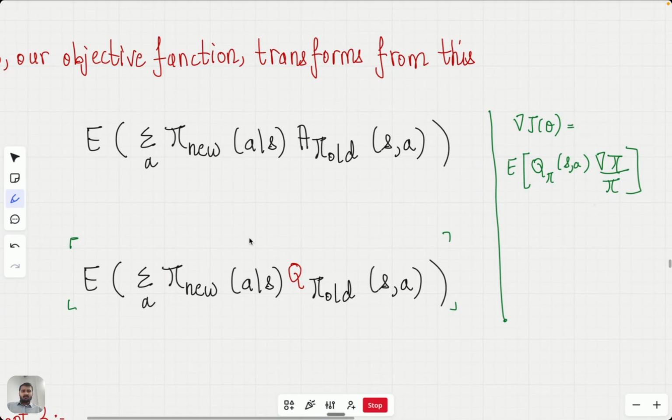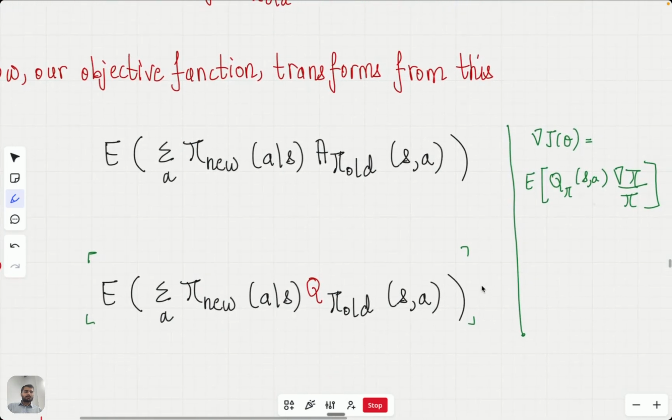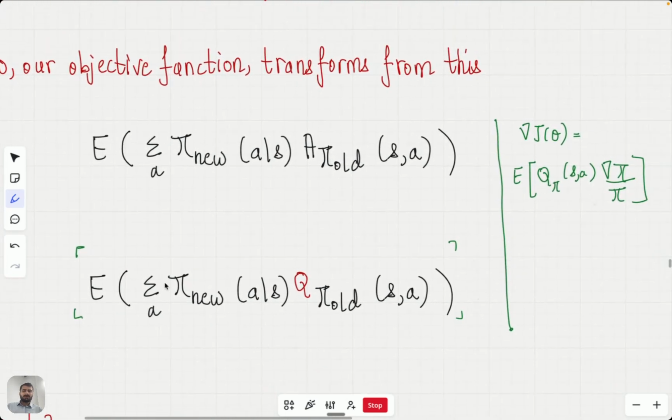So can we somehow modify this expression so that we start to get something like this? Now remember, this is not a gradient. This is just a performance measure. So after taking the gradient of that, we should get something like this. Right now, if you take a gradient of this, you will get grad of pi new into q pi old, but there will be nothing in the denominator. So what transformation can we do to make this expression resemble the expression of the gradient of the performance measure that we are used to?